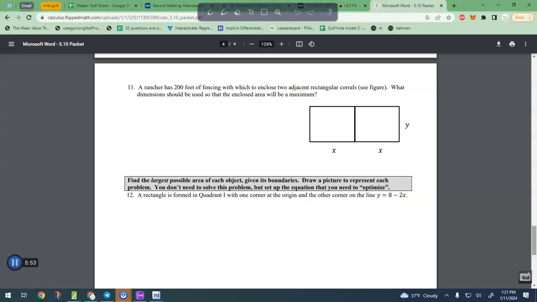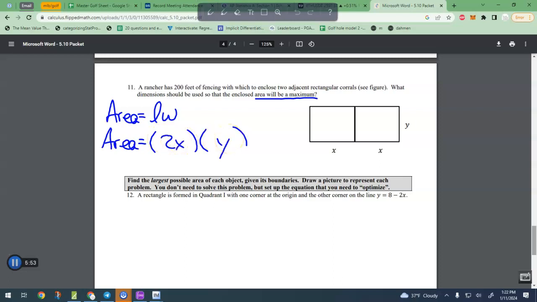Okay, so we got this is x, this is x, this is y. The area, so I'm trying to make the area a maximum. So the area of any rectangle is length times width, right? So what is the length of that rectangle? It's 2x because it's just like all the way across, and the width is y. So I'm almost there. I've got my derivative. I've got my equation set up that I will take the derivative of, but it's got two variables in it. So I have to fix that. So that's what this is for.